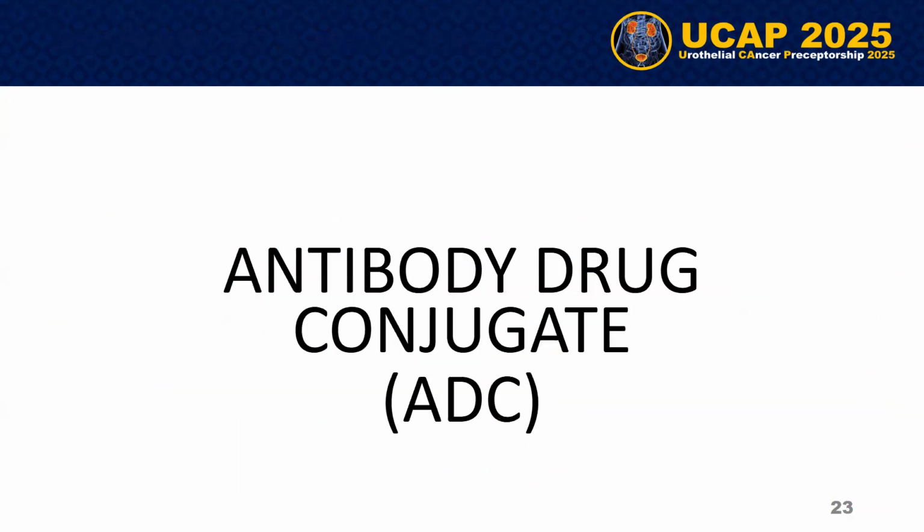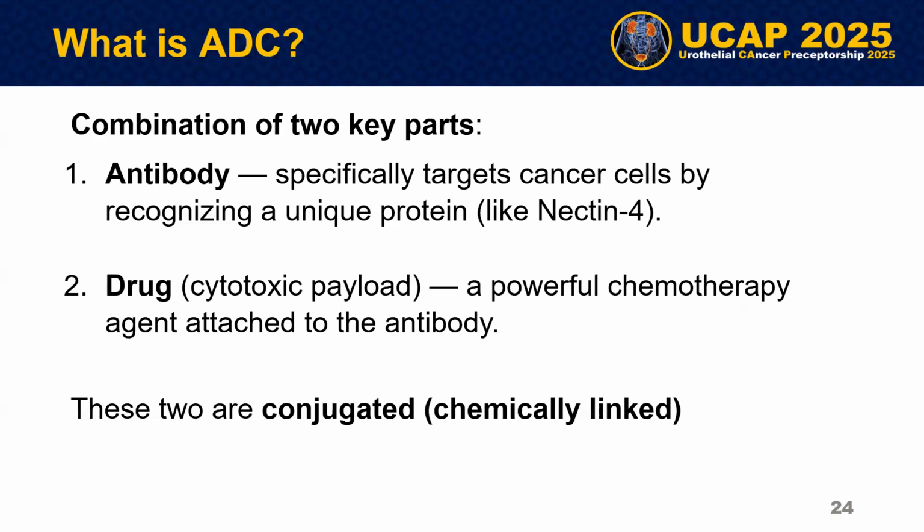So next is antibody drug conjugate. So what is ADC? ADC stands for A, antibody, D, drug, and then C, conjugate. So the antibody is the part that binds to the specific targets on the cell, for example, Nectin-4, S of EV, and the drug is the cytotoxic payload that is delivered into the cell after binding to the antibody. And then these two agents are chemically linked or conjugated, hence the name ADC.